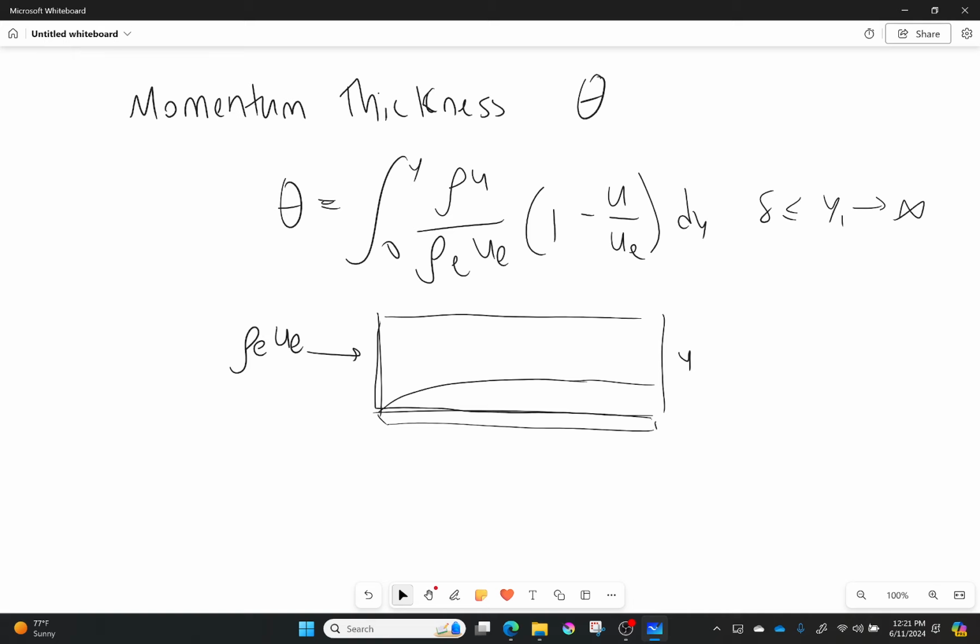Okay, so that is kind of like my mass flow rate, but what about momentum? Well, momentum is a little bit easier. Momentum is mass times velocity, and so you can kind of get the idea our analog here is going to be mass flow rate times velocity. So that's going to be equal to rho e ue times ue.